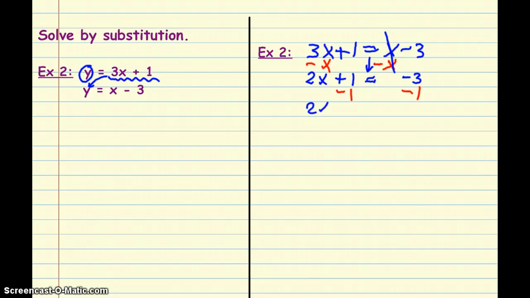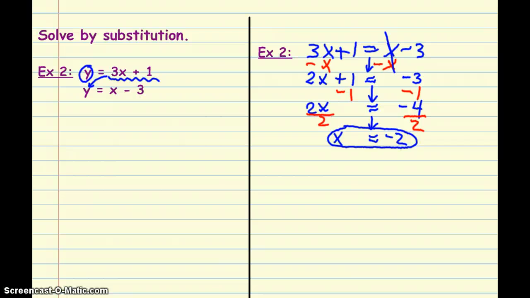So I have 2x equals negative 4. And I just have one step left to figure out what x equals, and I'm going to divide by 2. So we have figured out that x is equal to negative 2. Now this is not the final solution because we're talking about coordinate pairs and solving systems of equations, so we need a y value.